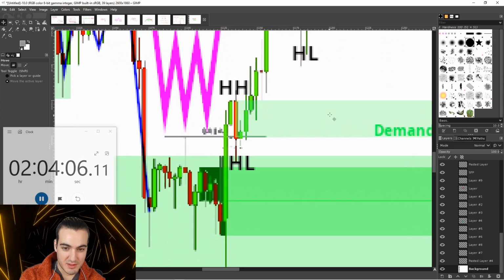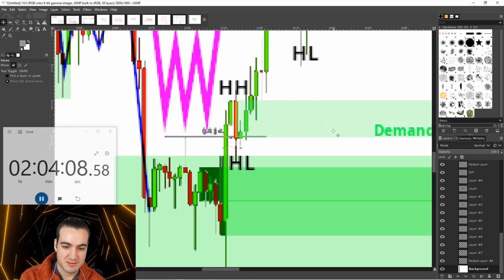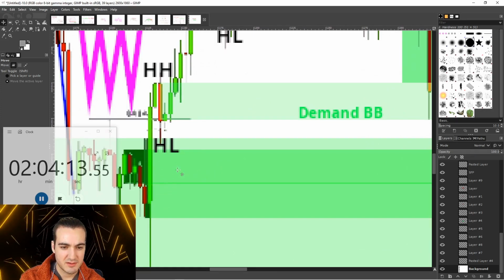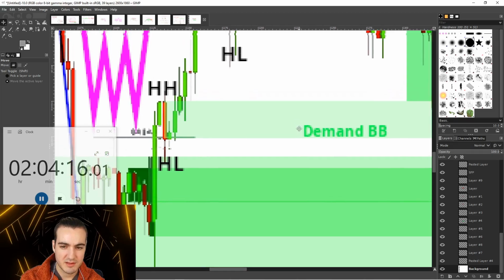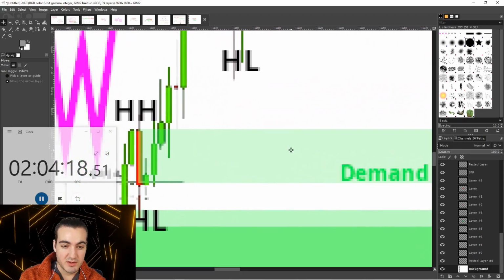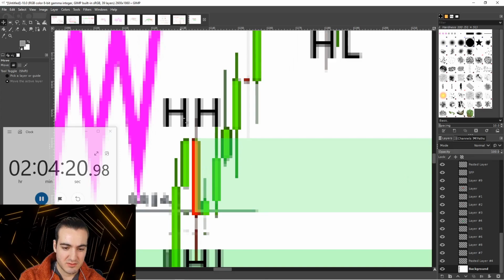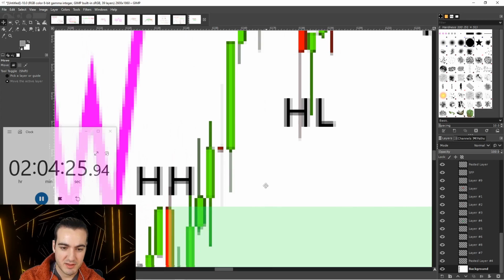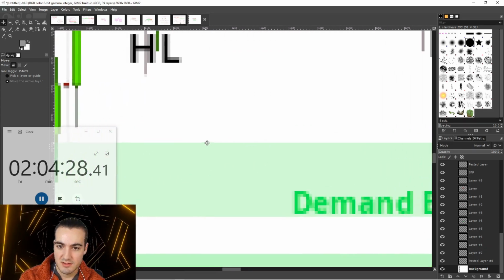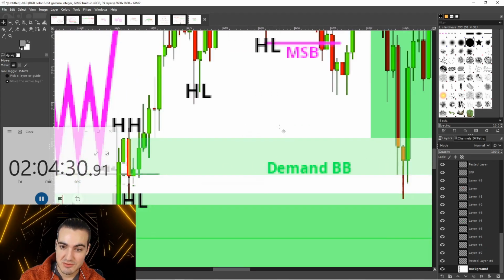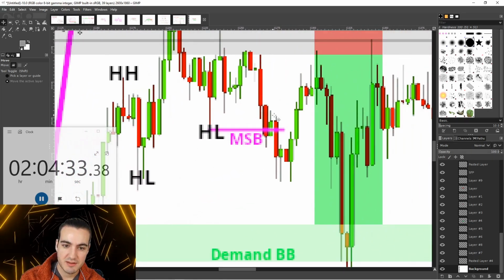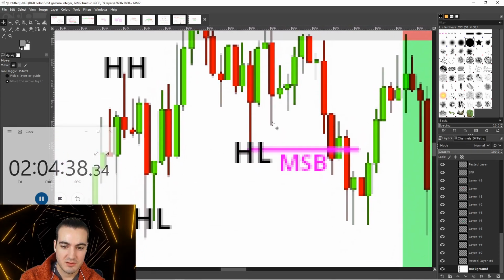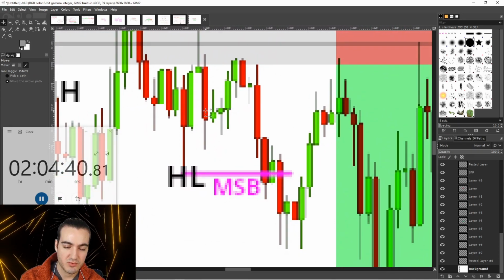So we're going through it and we're marking out possible areas of interest. We have this big old demand order block before the break here. A demand breaker block formed from this higher low to this higher high to this higher low. Then the breaker structure going up forms this breaker, which we will use as a target later for this trade.